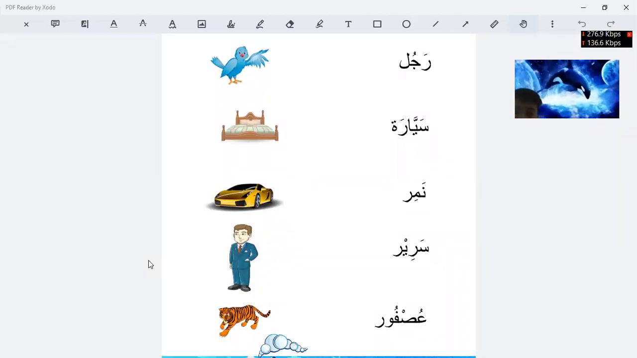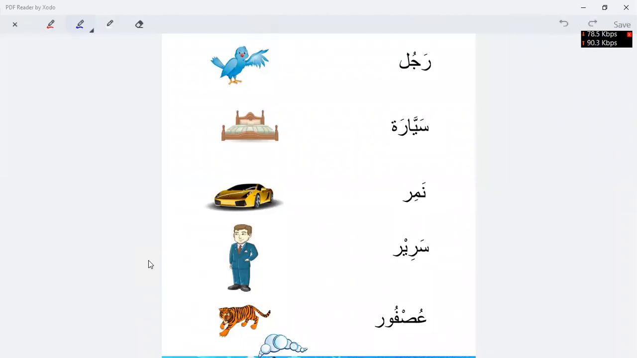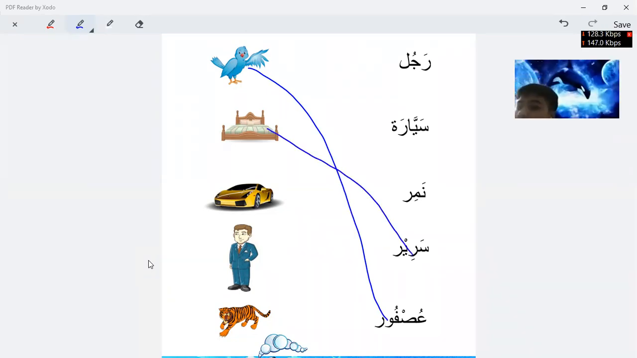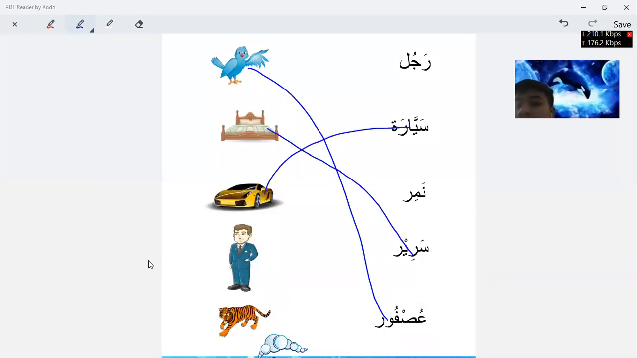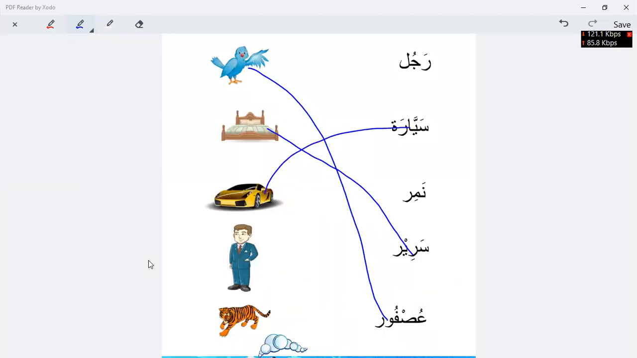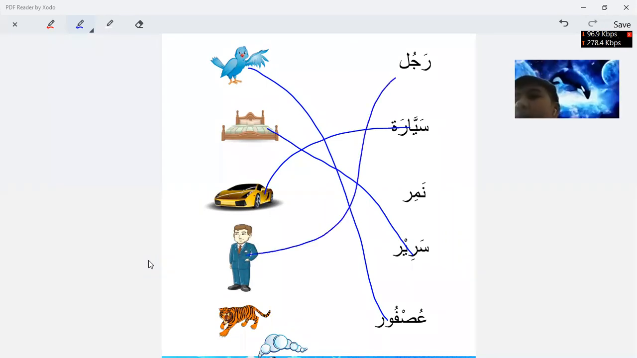The bed is sarir, I think. Good. Sarir. Then the car is sayara. Sayara. Good. The man is rajul. Rajul. Then the tiger is namir. Good.